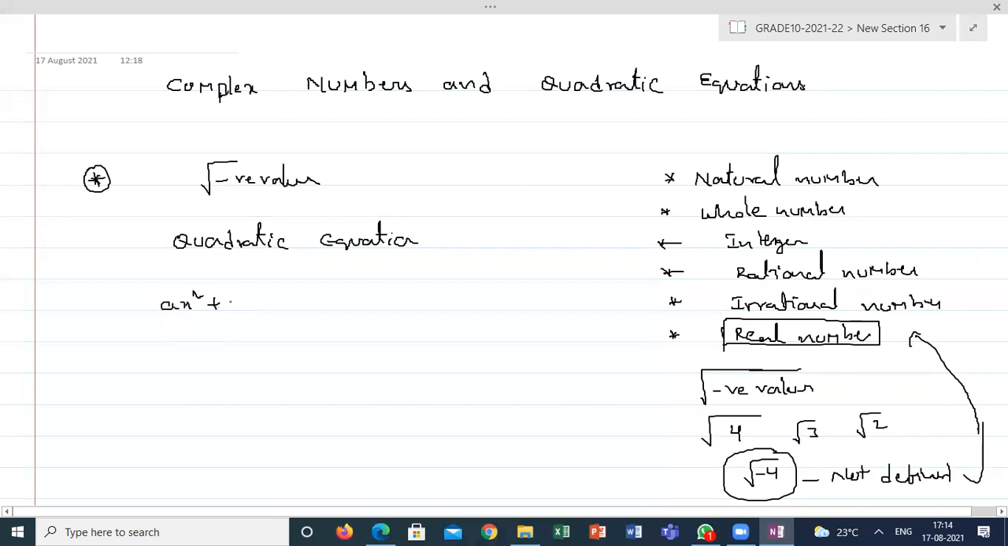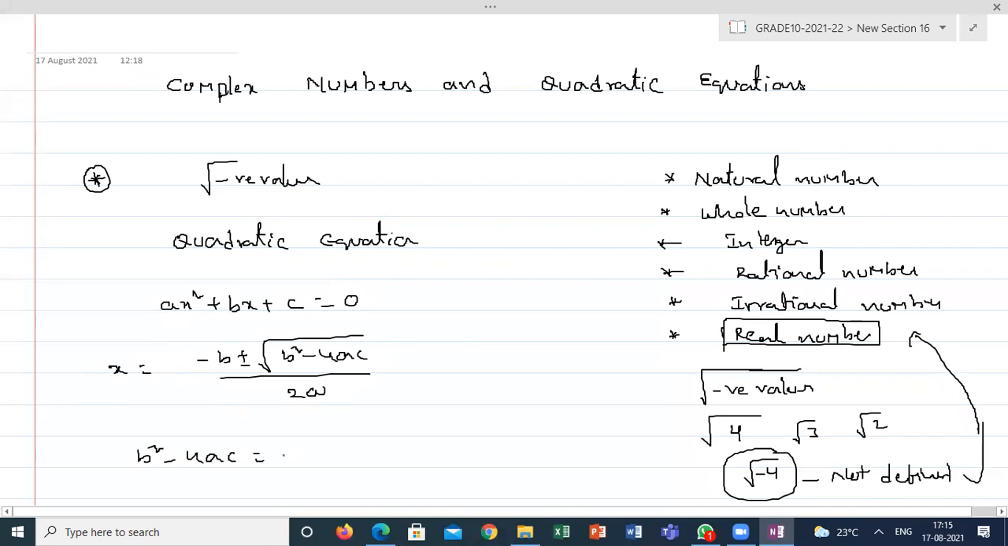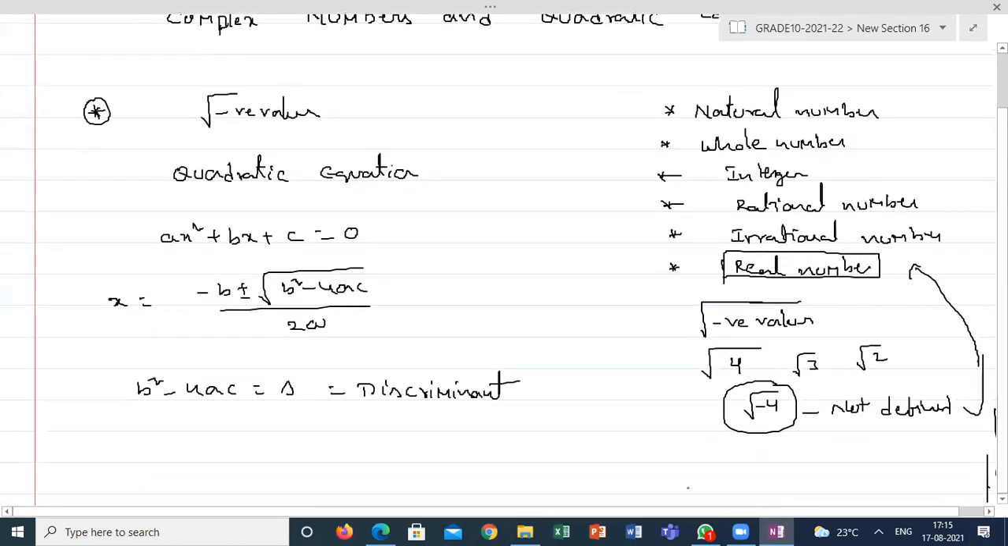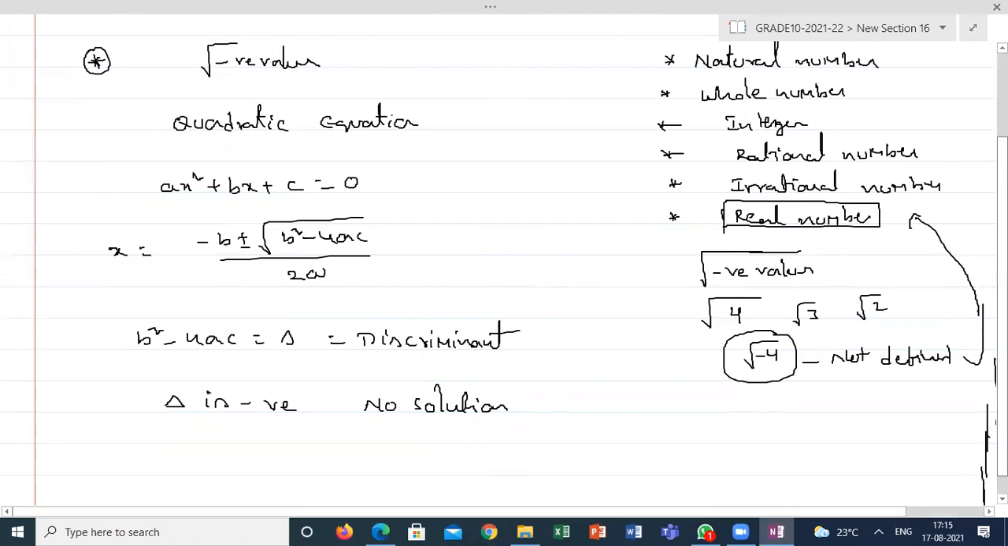ax square plus bx plus c is equal to 0 is a quadratic equation. The solution is x equals minus b plus or minus square root of b square minus 4ac, divided by 2a. In this, b square minus 4ac, which is delta, is called the discriminant. When the discriminant is negative, it is not explained by our previous system. If delta is negative, they said no solutions. What is the meaning of no solutions? Is it really no solutions?